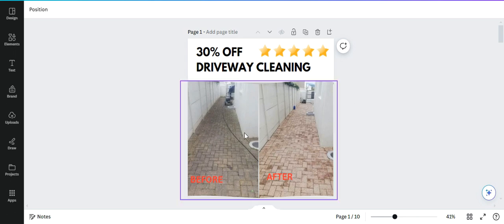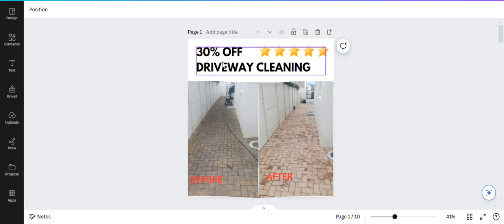So when you look at it, this is a before. This is how the house was before, and this is after cleaning. You can see the difference. So I even use the caption before and after here so that when you are a homeowner and you see this on Facebook, you actually have to stop scrolling and look at what I'm offering.